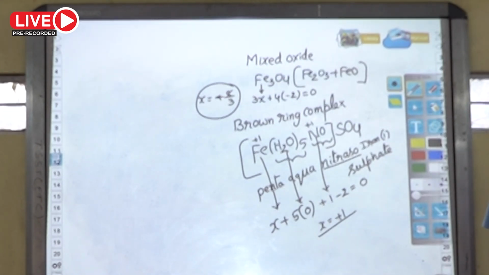So iron shows a fractional oxidation state in a mixed oxide. What is the name of mixed oxide? Ferroso-ferric oxide, which is also called the magnetic oxide of iron, which is also called in nature magnetite. It has several names. In IUPAC you can call it ferroso-ferric oxide or magnetite, which is a mixed oxide.